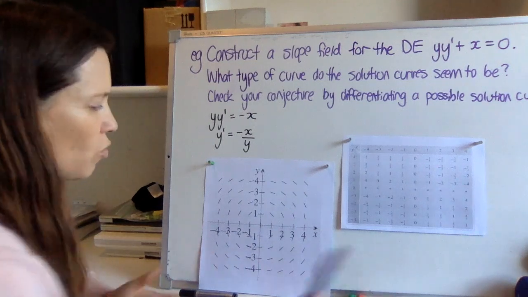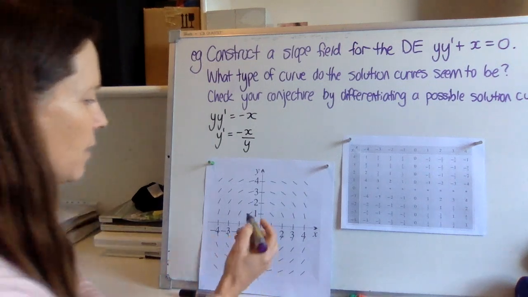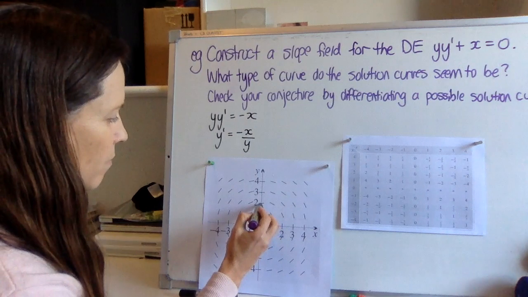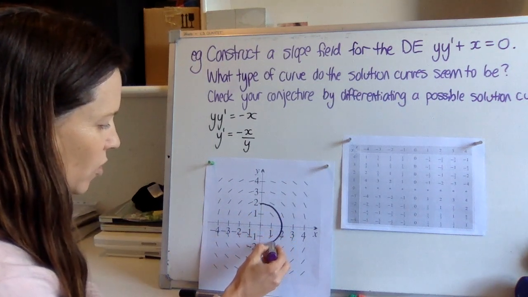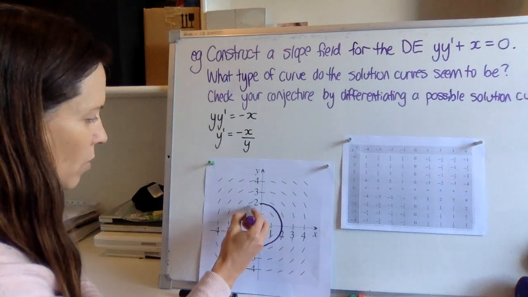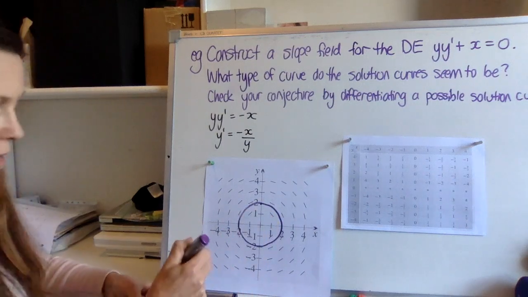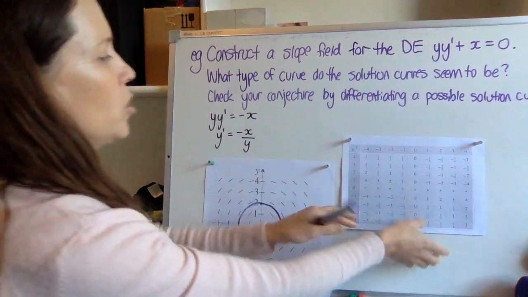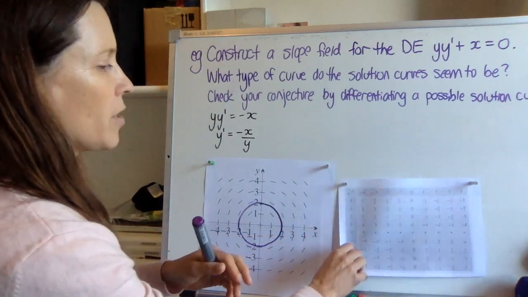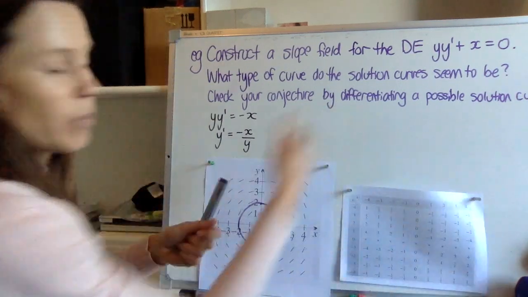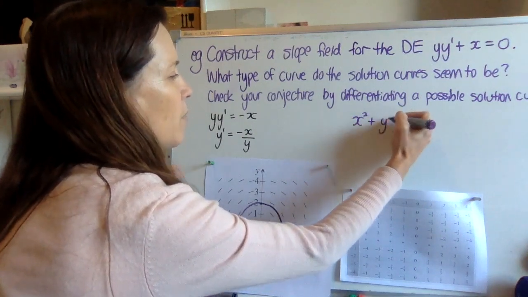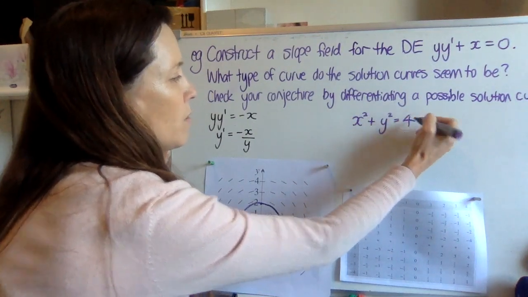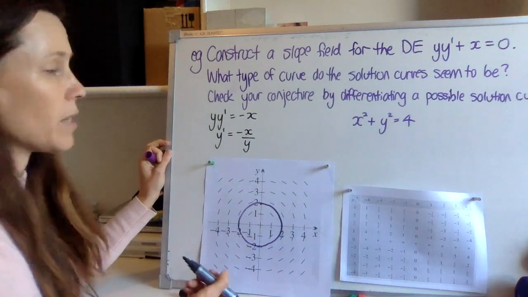So if I was to draw in a solution curve, then I could pick any point, let's say this point here, and draw the solution curve through it, and it looks to be a circle with a radius of 2. I can then draw in other ones around that if I want to. So checking our conjecture that they're all circles by differentiating a possible solution curve, I could say a possible solution curve would be x squared plus y squared equals 4. That would be this one that I've drawn that has a radius of 2.